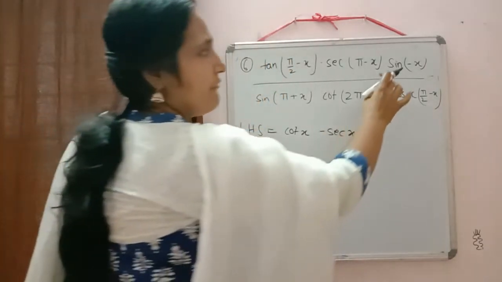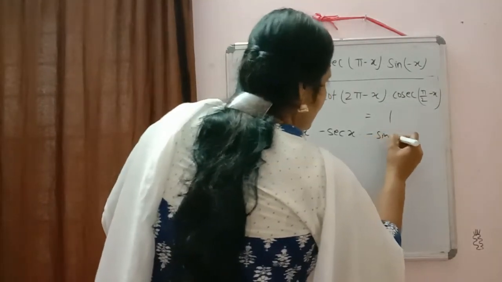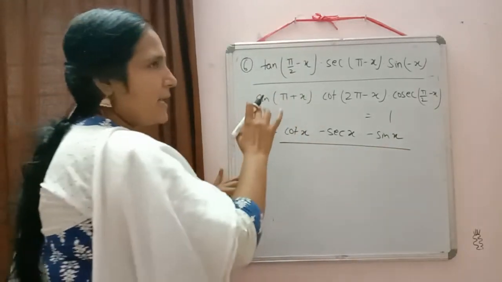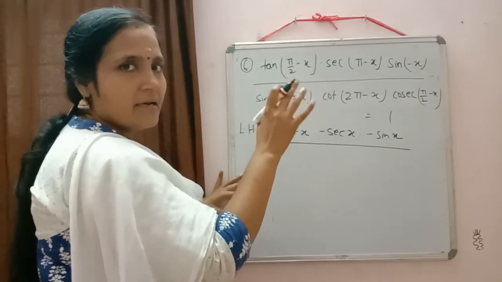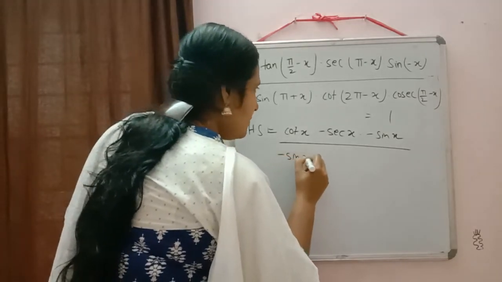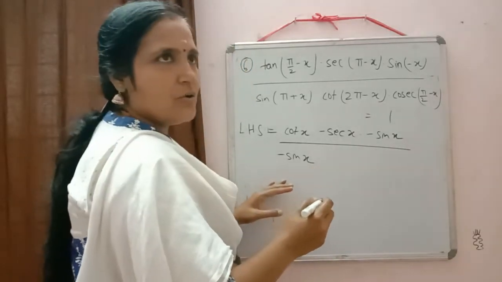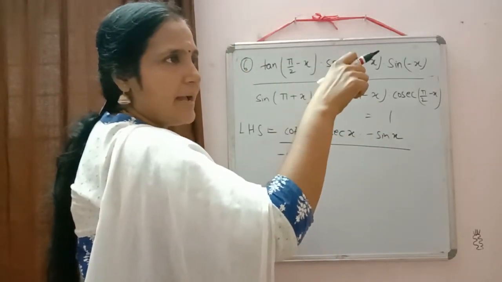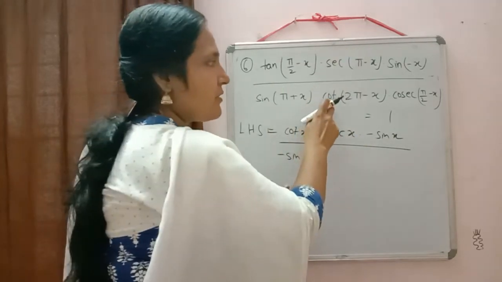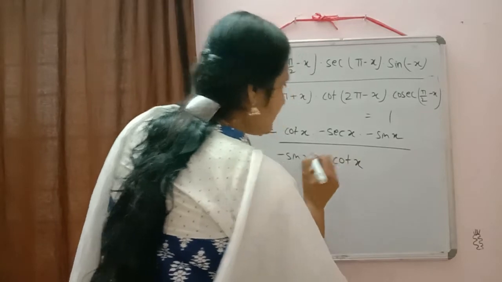And then sine of −x. What will come? Sine of −x is −sin x, divided by sin(π + x). π plus something means we are in which quadrant? Third quadrant, and in the third quadrant sine is negative. So it will be equal to −sin x. Now cot(2π − x). 2π means we are in the starting position. Minus if we are doing means we have to come in the fourth quadrant, and in the fourth quadrant cot is negative. So it will be equal to −cot x.